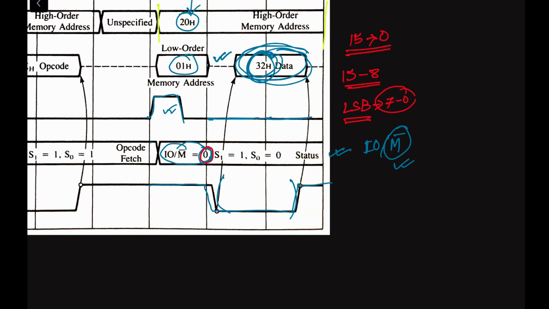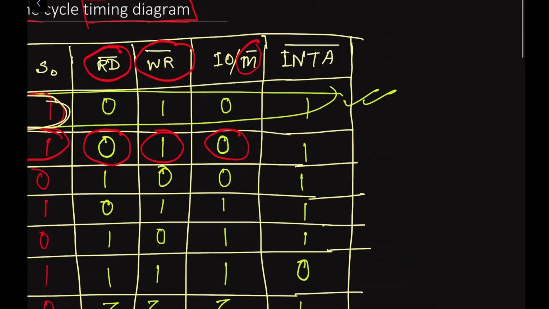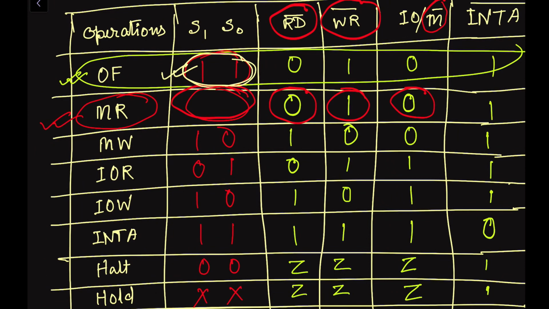And what about the status signals S1 and S0? So let us now see the table. Here I have made a mistake. This one is 1 and 0, but this will be 0 and 1. So in this way we have to modify the remaining also. When it is a read, we have to make this 1 and 0, and 0 and 1. These are the correct values.